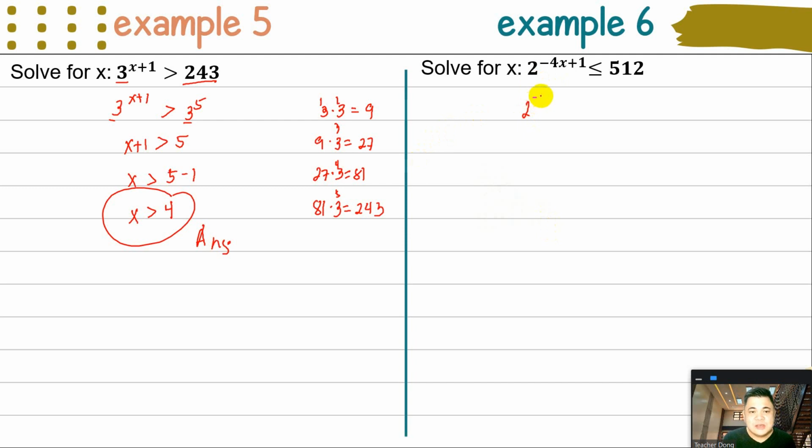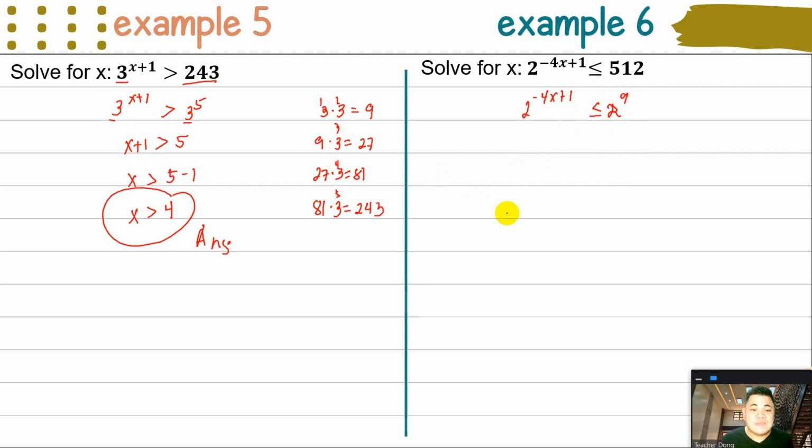It's a prime number raised to the power of negative 4x plus 1, at least or less than or equal to 512. But 512, we have to make it as 2 raised to a power to get 512. So the question is, please compute how many 2's will you multiply to itself to get 512. 10 seconds. 10, 9, 8, 7, 6, 5, 4, 3, 2, 1. Very good. We will multiply 2 to itself 9 times.